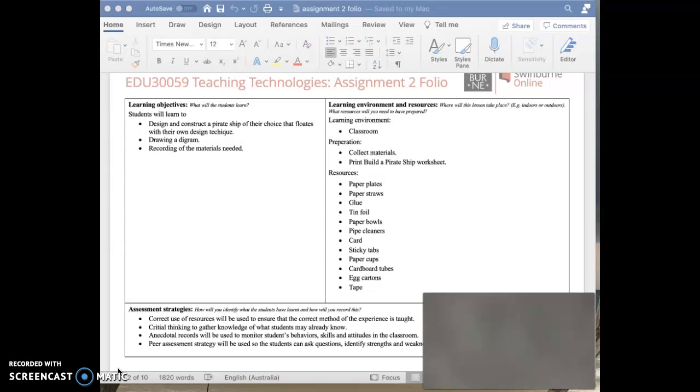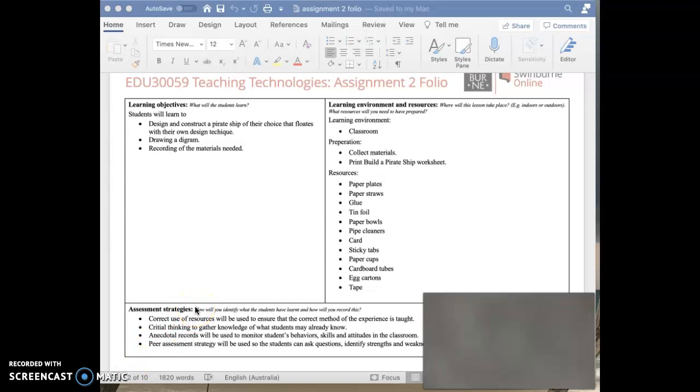For the pirate ship activity, the teaching approaches that can be used are supporting the students in ensuring the correct use of resources, and providing additional support to ensure the correct methods are enforced by the students. Applying critical thinking assessments to gather knowledge of what the students already know about creativity. To apply this to their pirate ship, when the students are working in groups, they can share and create ideas with other students to ensure the task is understood by all the students.